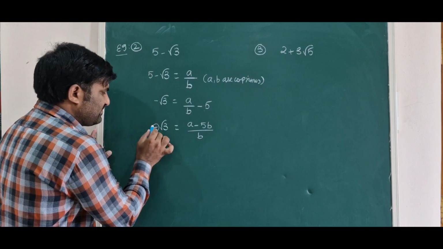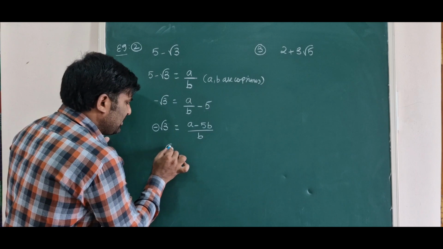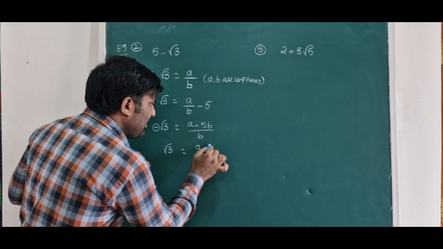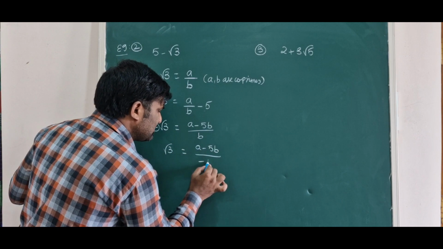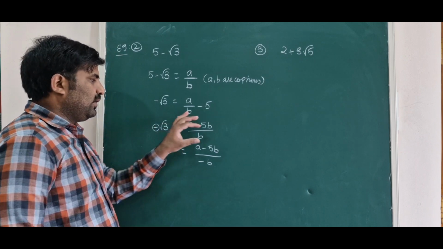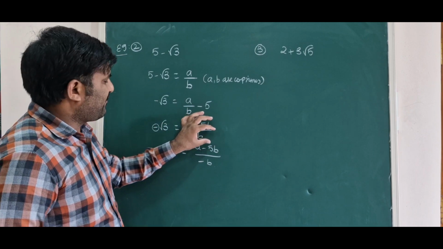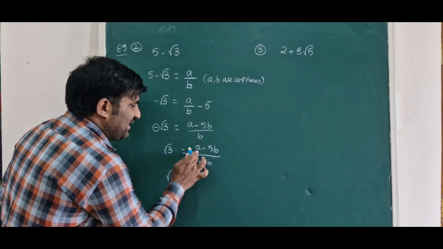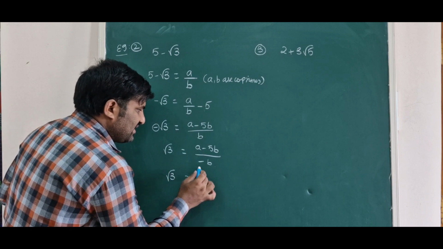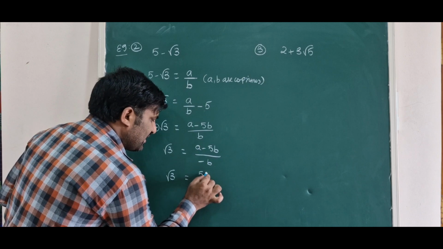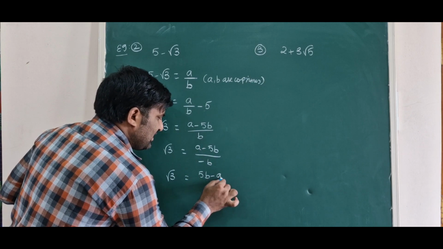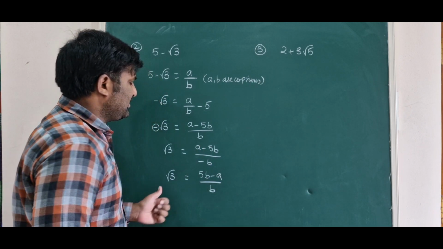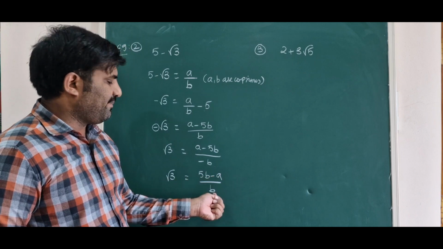Next, we need to remove the minus here. Minus root 3 is equal to a minus 5b by b, so root 3 is equal to a minus 5b by minus b directly, or you can multiply the whole fraction by minus. When you multiply, minus into a is minus a, minus into minus 5b is plus 5b. Now we can write it as 5b minus a by b. Now root 3 is equal to 5b minus a by b.